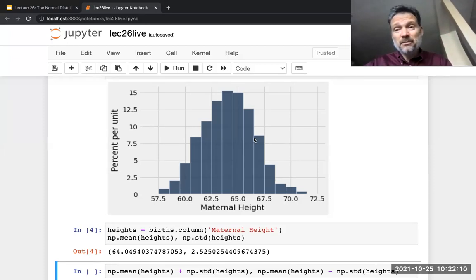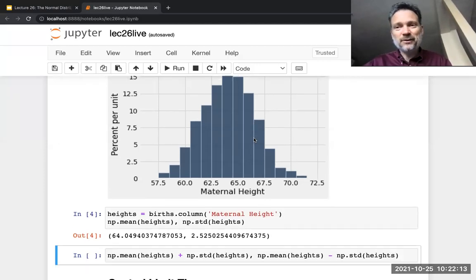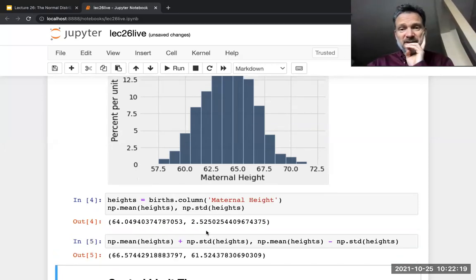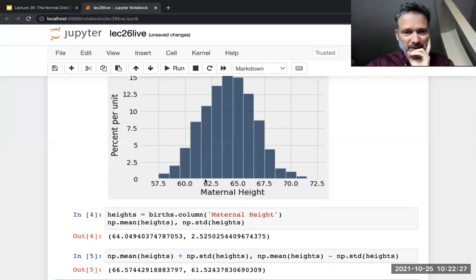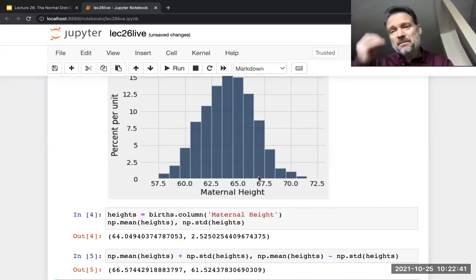Typically in practice, you'll have all the numbers and then you can actually compute the standard deviation. You don't need to eyeball it from the histogram. But in this case, you can see that this range between mean minus 1 standard deviation and mean plus 1 standard deviation, that's from about 61.5 to about 66.5, is centered around the mean and constitutes a large fraction of the area, or the bulk, of this histogram. So that gives you an idea that many of the heights of the mothers are going to be between 61.5 and 66.5 inches high. In other words, 5'1.5" to 5'6.5".